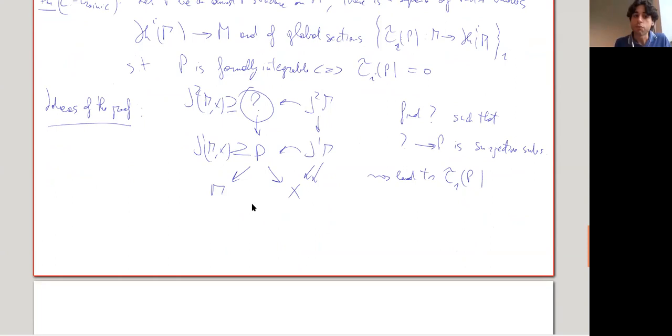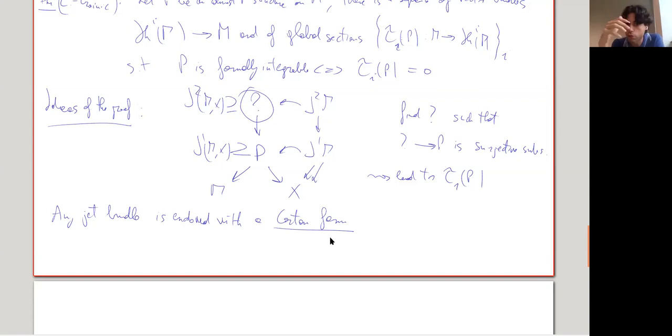Let me try to be a bit more precise. So first of all, I recall that any jet bundle is endowed with a Cartan form. Now there are many ways to introduce Cartan forms because there are many equivalent ways to define them. You can define them in coordinates or explicitly with some intrinsic formulas. But what we should just say is that it is a one form with coefficients on the jet bundle, which is used a lot in the theory of PDEs. So it can be used to encode solutions, to study symmetries, and other very interesting and important problems.